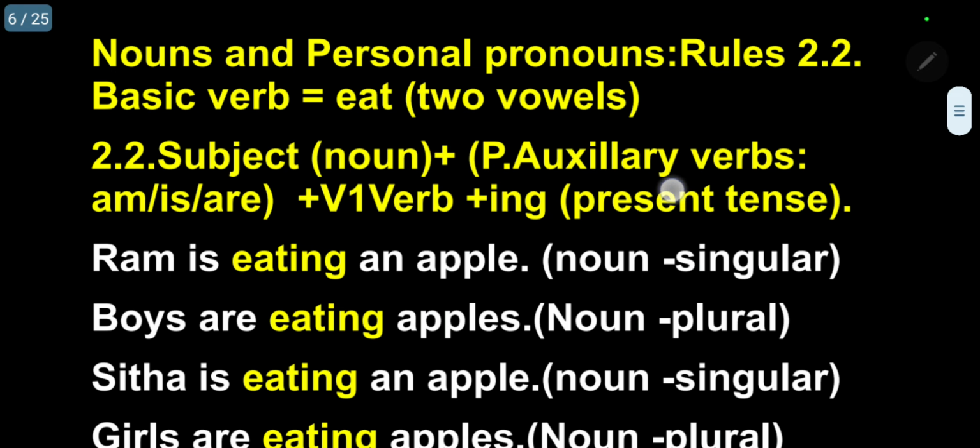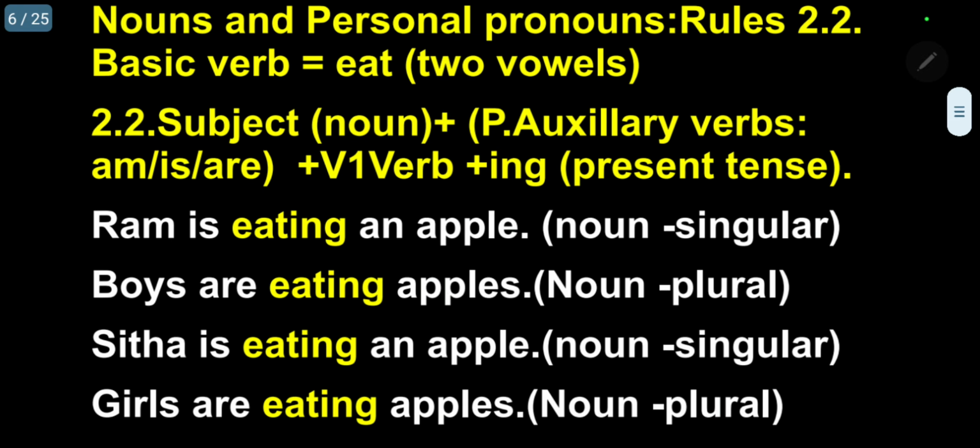Kindly follow. Now, I will go for examples. First one, Ram, a singular noun, is eating an apple. Eat is the verb, ing is added. I told you already, in future we will see that for a word ending in T, two verbs coming, we are adding only ing. So please follow. Ram is eating an apple.